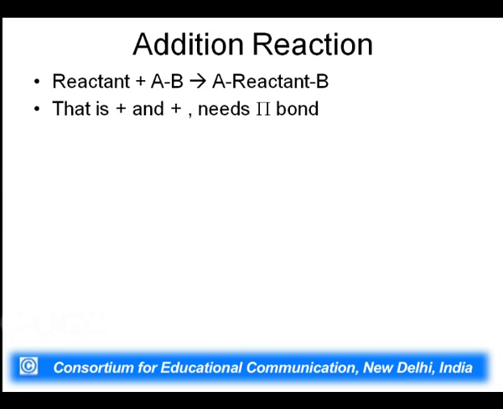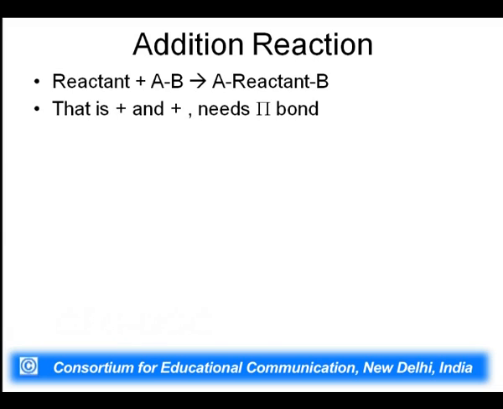What is happening in an addition reaction is that A is adding, and then B is also adding. Both of the things present are adding up to give you the product, which has A also and B also. When I teach in class, I say it is a plus and a plus; both the things are getting added.